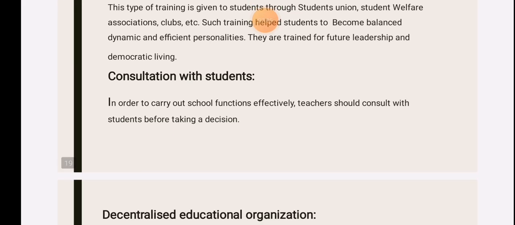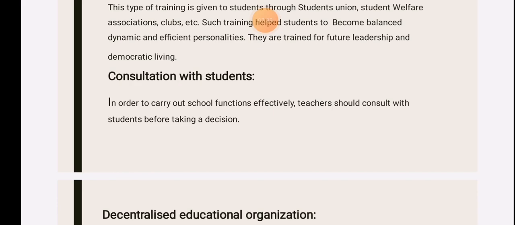The next principle is consultation with students. Consultation with students means that, in order to carry out the school functions effectively, teachers should consult with the students before taking a decision. Before taking any decision in a school, we can ask all. We cannot decide every decision by consulting students, but in some cases we should ask. We have to consult with the students before taking a decision.